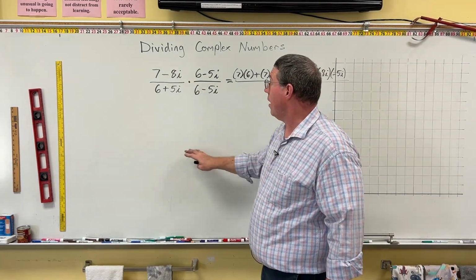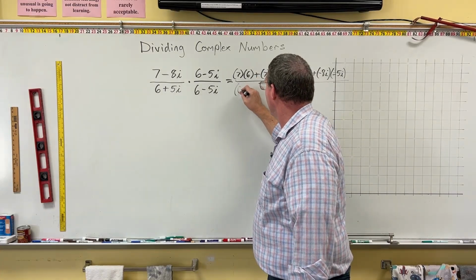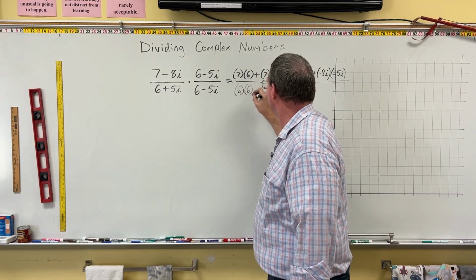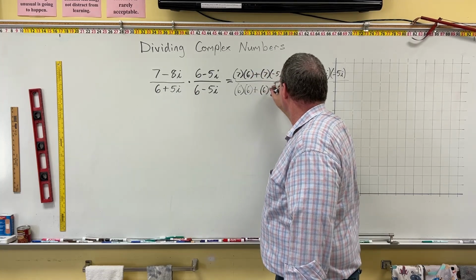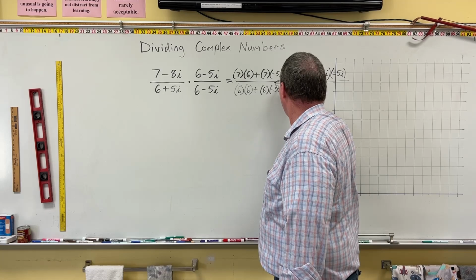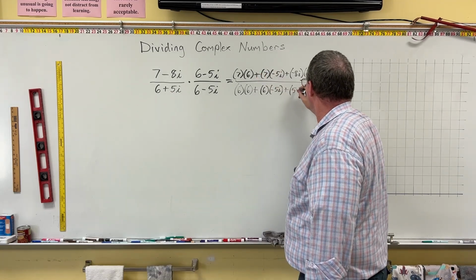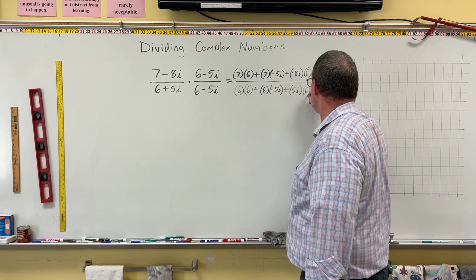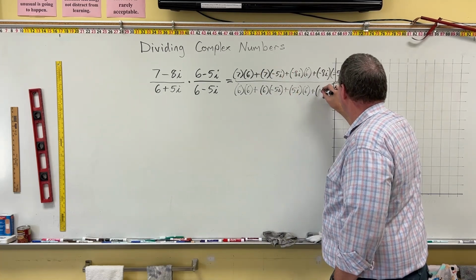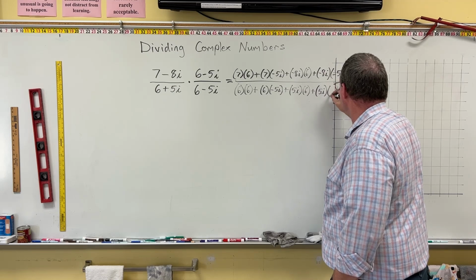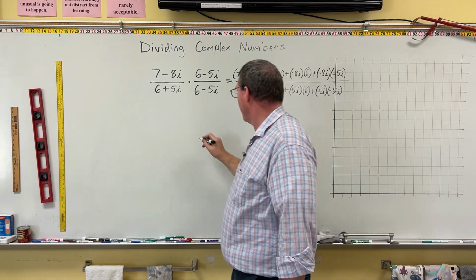Now we're going to do the same thing down here. Multiply two complex numbers. 6 times 6, plus 6 times negative 5i, plus 5i times 6, plus 5i times negative 5i. Now we've got to clean this up a bit, okay?